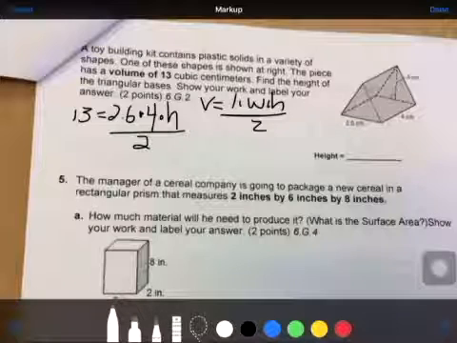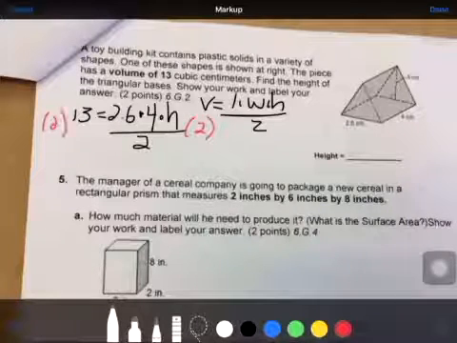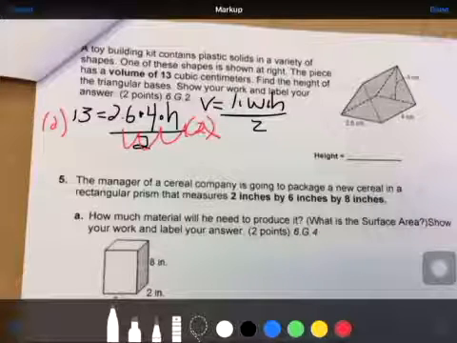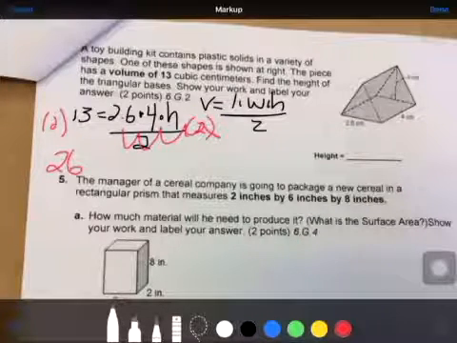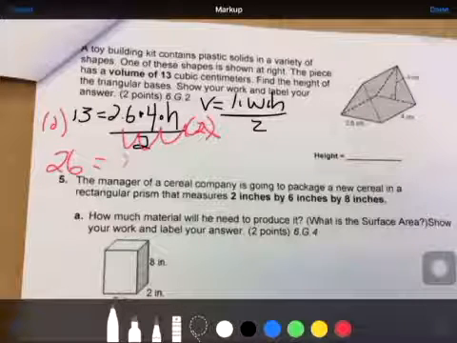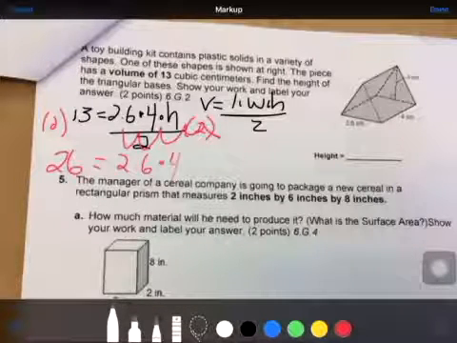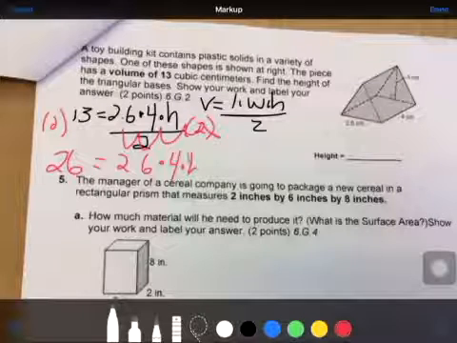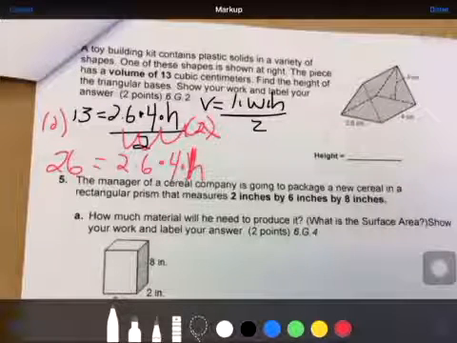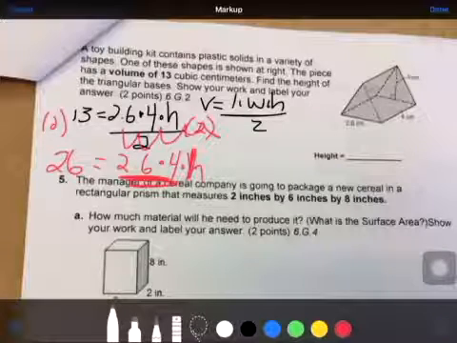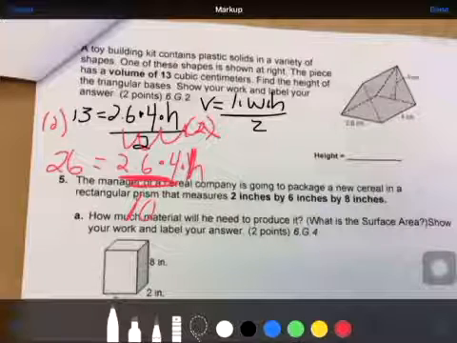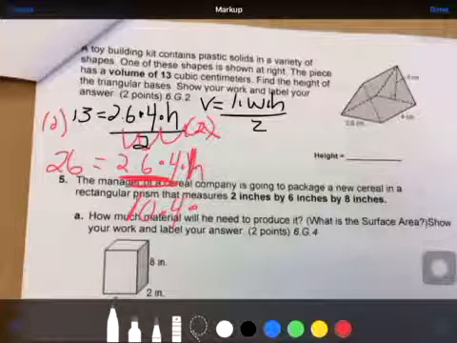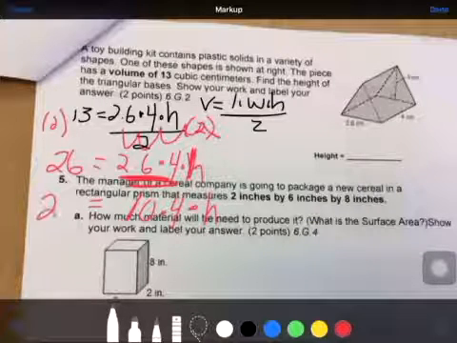To solve it now, this is where I have to undo my equation and solve. So I'm going to multiply by 2 to both sides. Remember, this all cancels out. On the left side, I'm left with 26, which is 2 times 13. And that equals 2.6 times 4 times the height. So my next step would be to simplify, which means I'm going to multiply 2.6 times 4. Okay, I'm going to get 10.4 times the height is equal to 26.